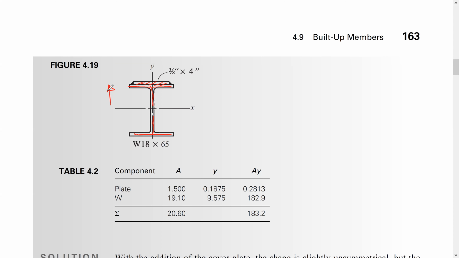Okay? Now, to do the same procedure, we need to know r. All the time we are using KL over r, so we need to know r. And how to know r? We need to know the moment of inertia.